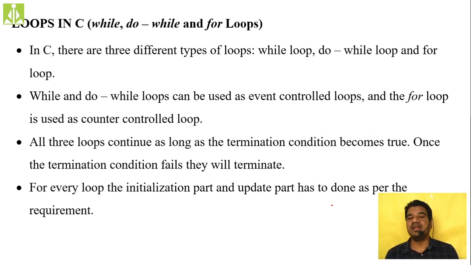How we can control the loop with the help of an event, by generating an event. An event is nothing but some external action, some external force to be applied, and that external force application we rarely do in C language. So while loop and do while loop are event controlled loops, and your for loop is a counter controlled loop. All the three loops must deal with a termination condition.